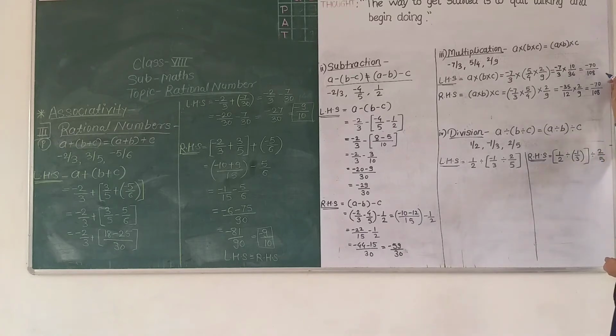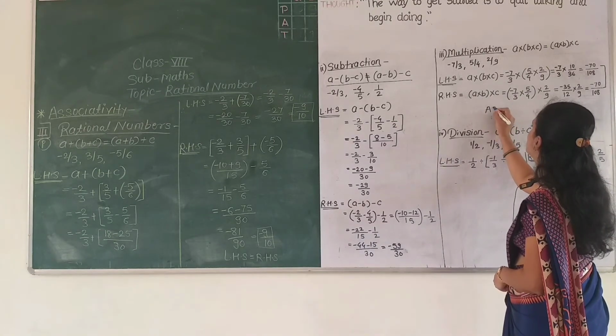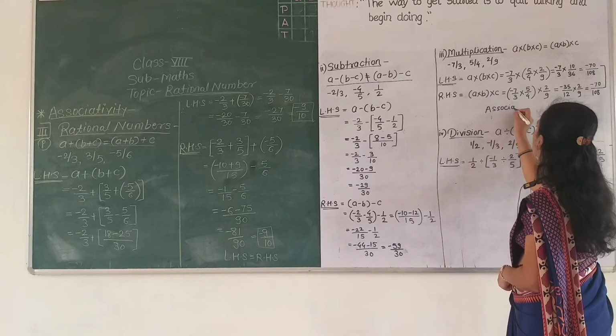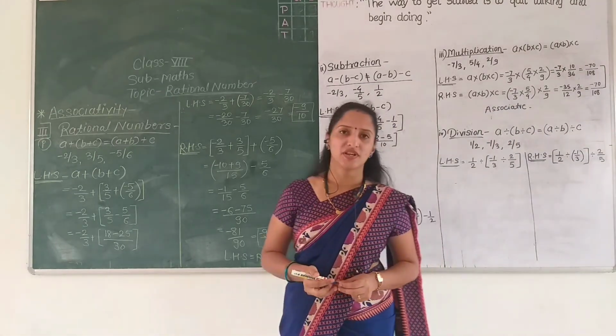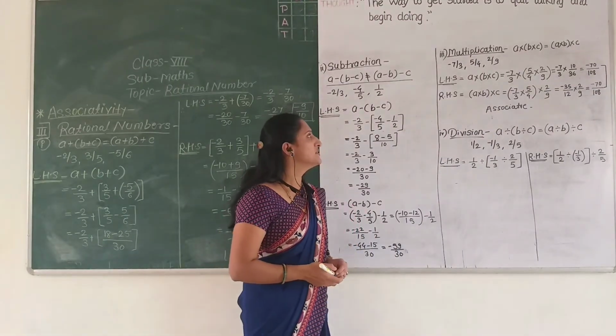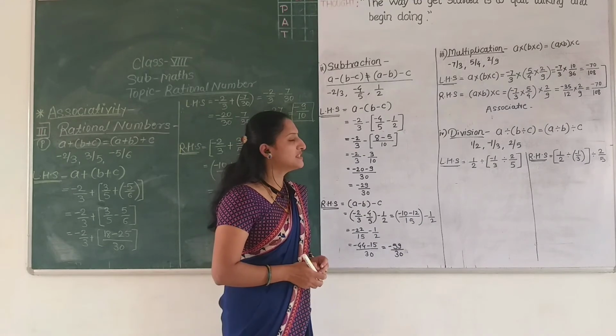That means here LHS matches with RHS. LHS is equal to RHS. So this shows that multiplication is associative. Multiplication is associative for rational numbers. Okay. So this is very simple. And now our last operation, that is division.